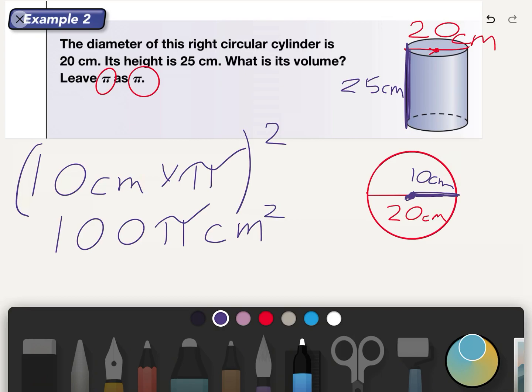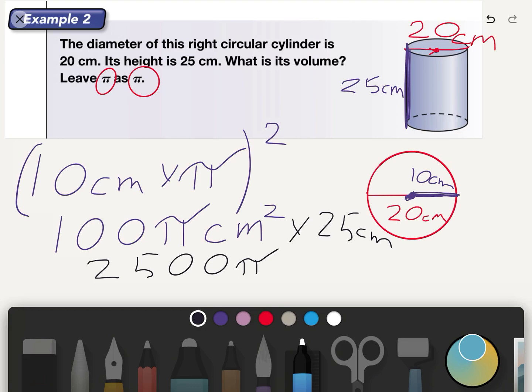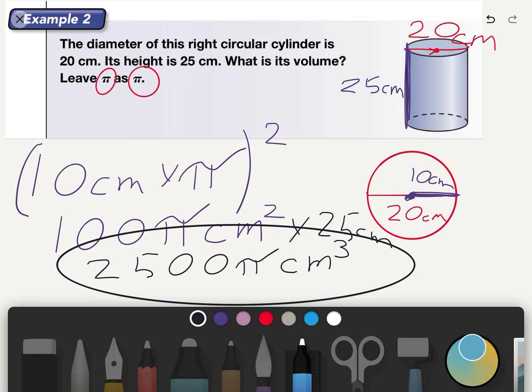Okay, and then we just want to multiply that by our 25 centimeters for the height, getting us 2,500 pi centimeters cubed for our answer.